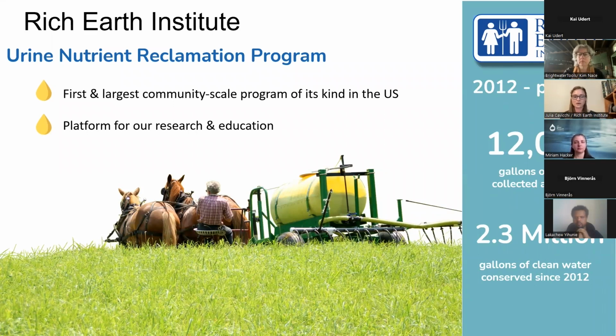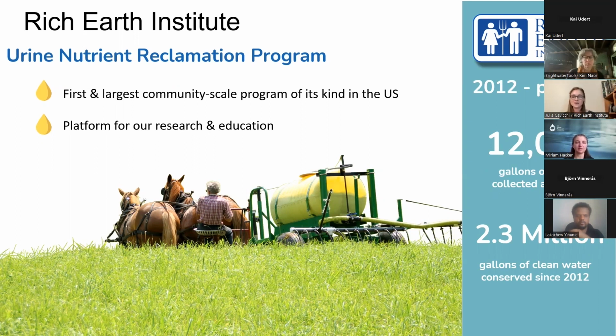We're based here in Brattleboro, Vermont, and Kim and Abe founded the Institute a little over a decade ago, back in 2012. And our main program is this urine nutrient reclamation program that we operate, that is our demonstration program that serves as a platform for both our research, which includes technical research, agricultural research, and social research, and also education, both in our community and region and to other communities across the country. And it's the first and largest community scale urine recycling program of its kind in the US, and something that we're actively working to support other communities in replicating or adopting or adapting to their different contexts.